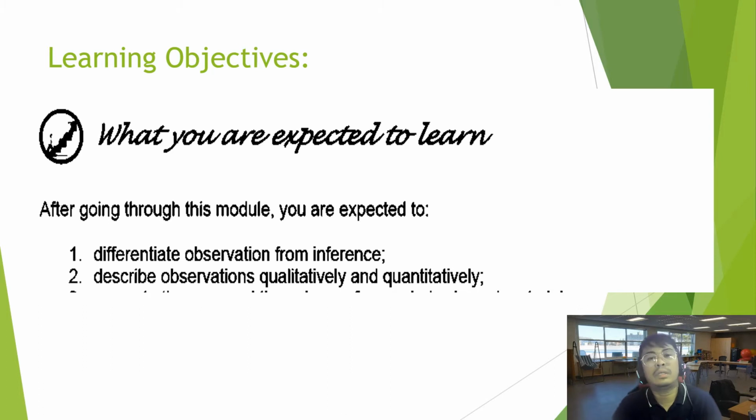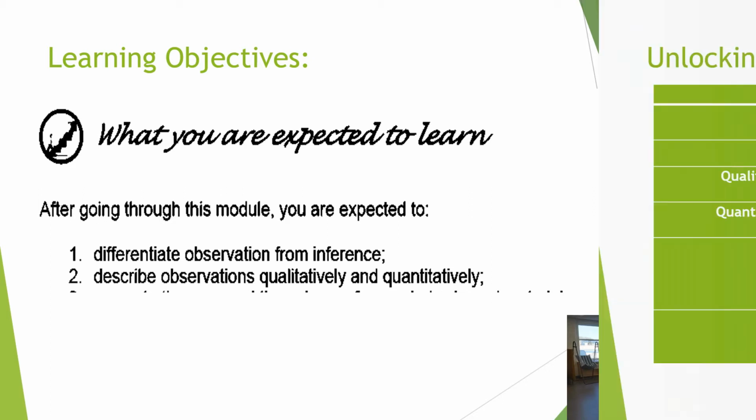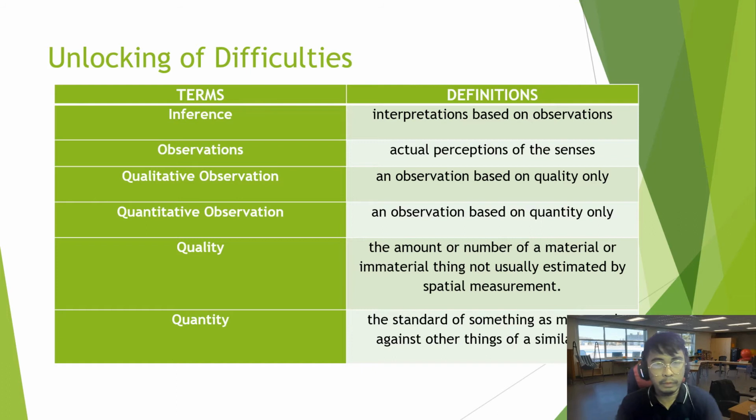For this module, our targets are for you to, first, differentiate observation from inference, and second, describe observations qualitatively and quantitatively. But before we jump on the discussion regarding the science processes, let's try to unlock some terms. Okay, you may take down these terms in your notebook.